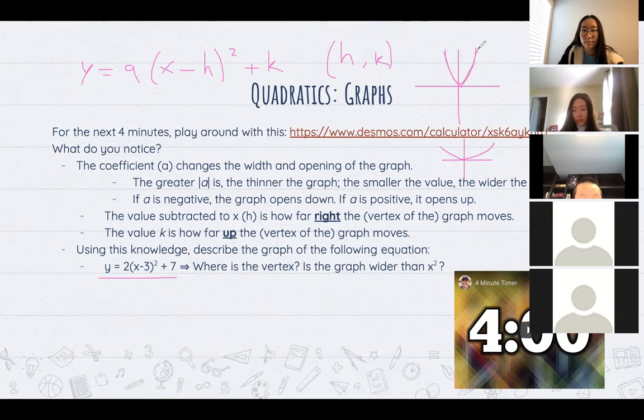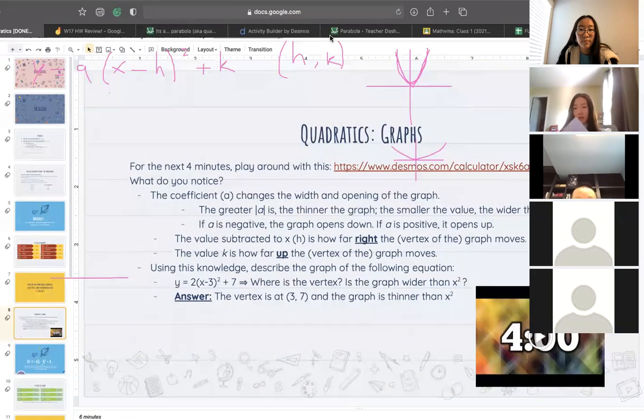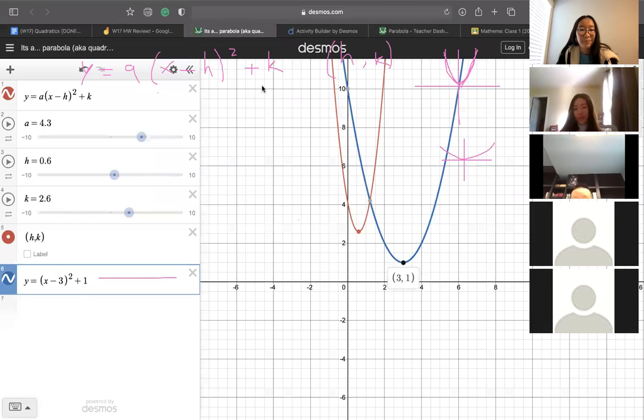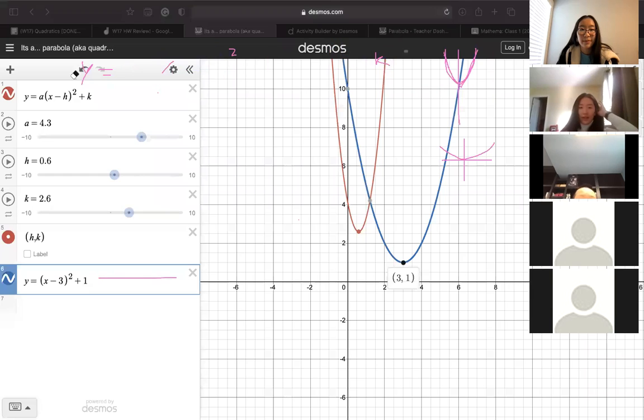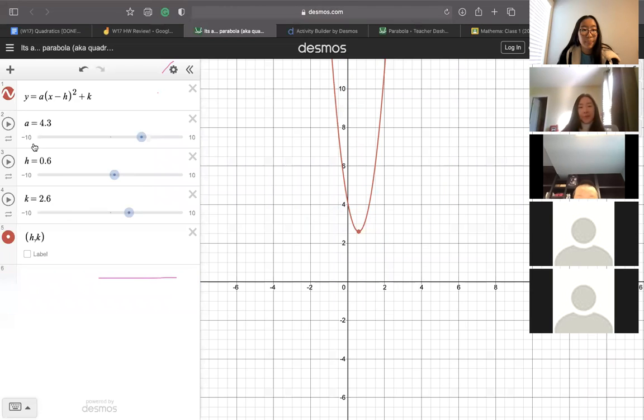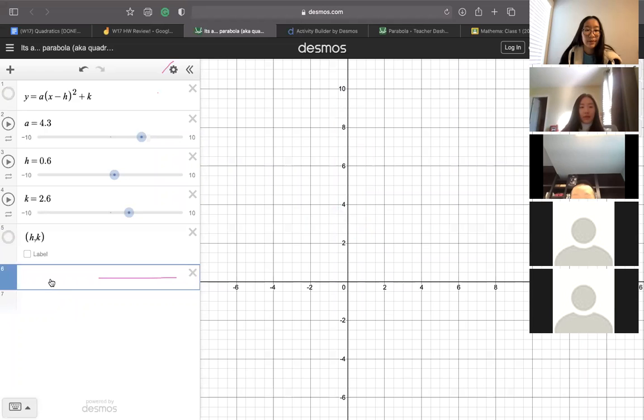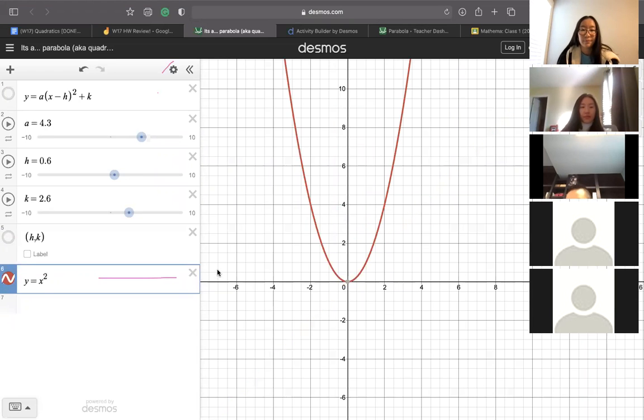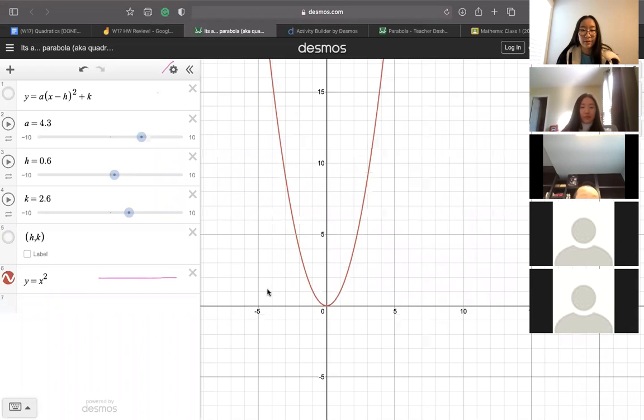What's x squared? So x squared is called the parent function, and you can think of it as the original default for quadratics. And it's going to look like this. We can go to Desmos and see. One second. So if we just get rid of this, y equals x squared. So that's what y equals x squared looks like.